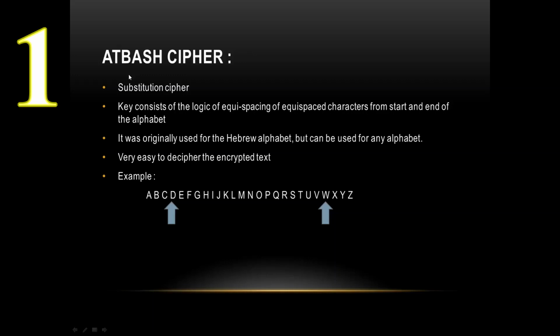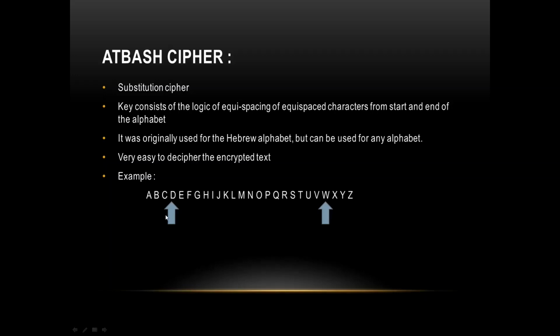So first comes ATBASH cipher. So ATBASH cipher is basically a substitution cipher, and it consists of a key which is basically based on the concept of equispacing of the characters which are used in the input text as well as in the encrypted text.